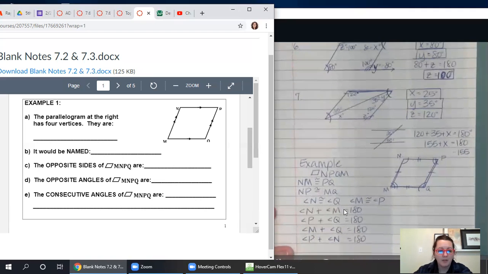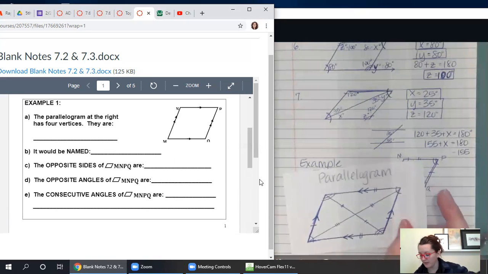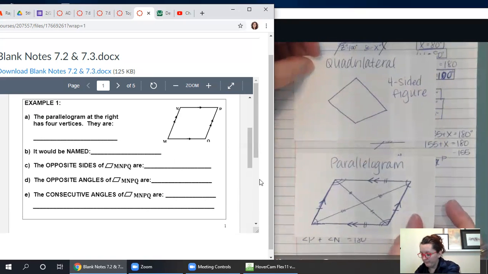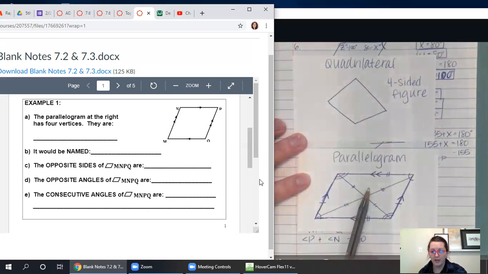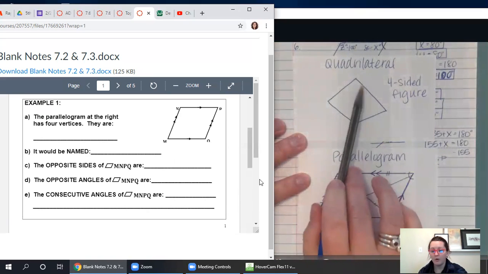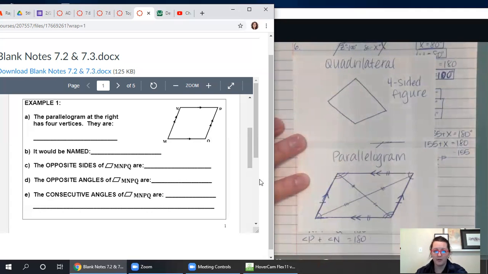So naming and labeling is super important. And we'll continue to talk about parallelograms, and we'll build our quadrilateral family tree. Right now, we have a quadrilateral, and then we have a parallelogram right after it. So a parallelogram is always a quadrilateral, but not all quadrilaterals are parallelograms.